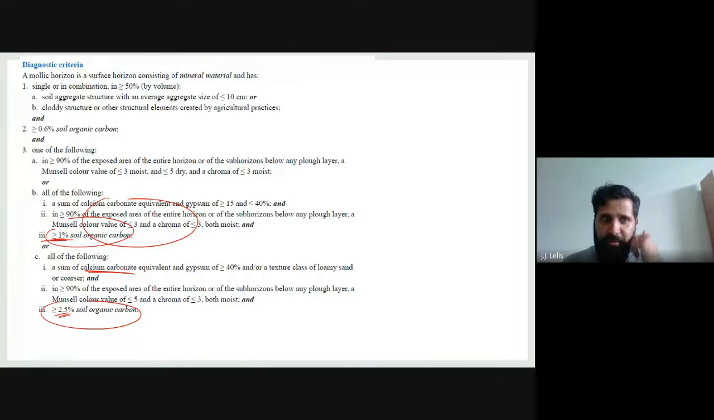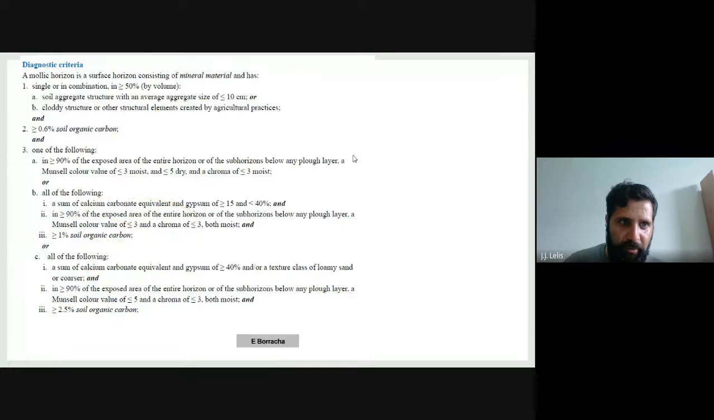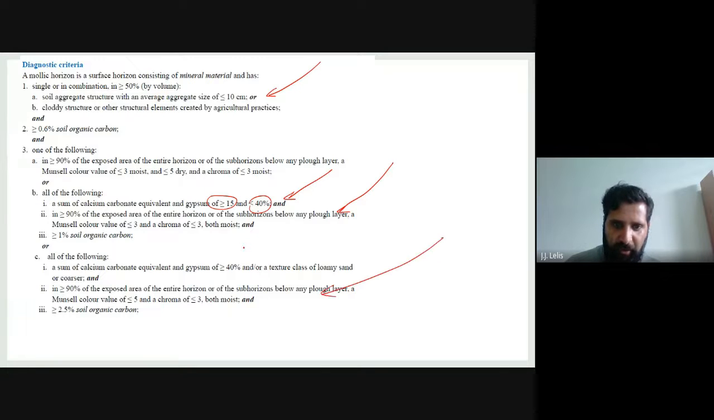If we don't present calcium carbonate, you just need to follow aggregation, at least 0.6% of organic carbon, and a dark color. Only these three conditions. If we have calcium carbonate, we should present aggregation, we should present dark colors and a content of calcium carbonate, or in this case, dark colors and a higher content of organic carbon.